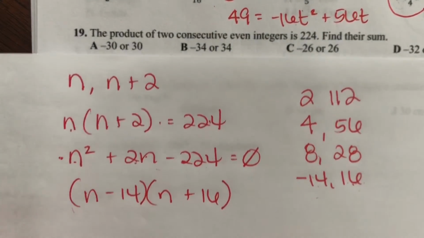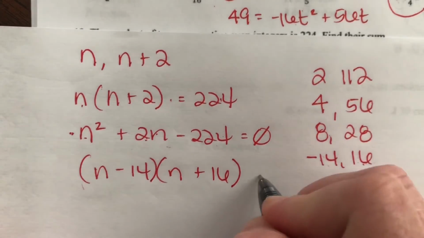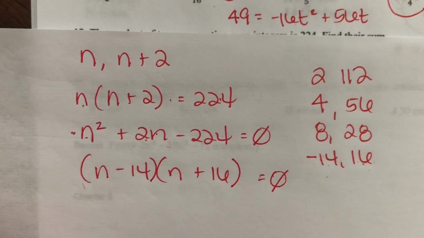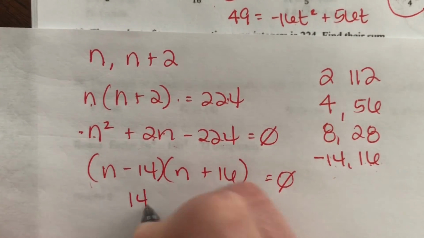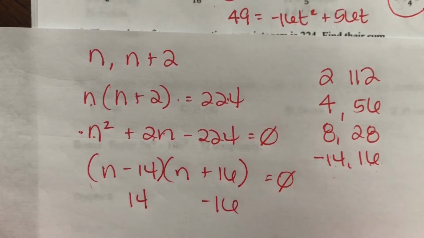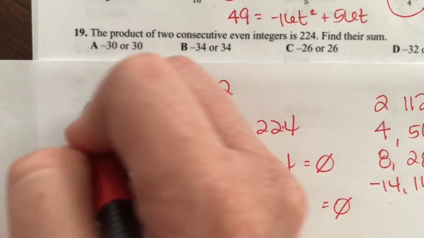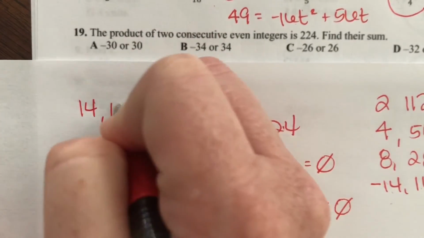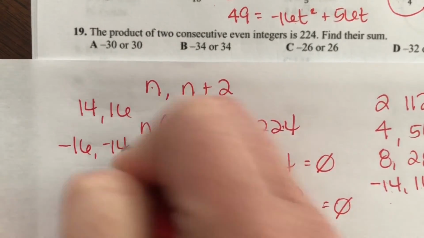And where was I at? Oh, the two integers. Okay, so the two answers I get here are positive 14 or negative 16. So that would be if n was positive 14 and then the next number was 16, or if it was negative 16, that'd be negative 14.